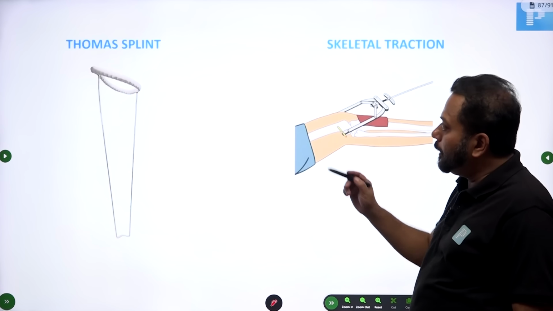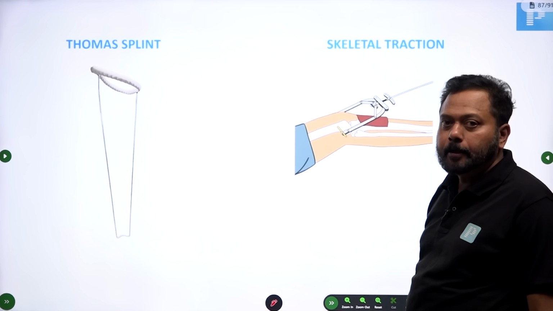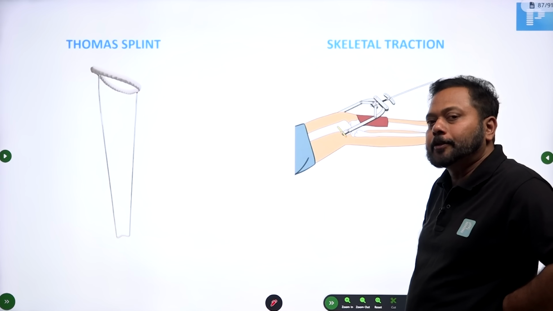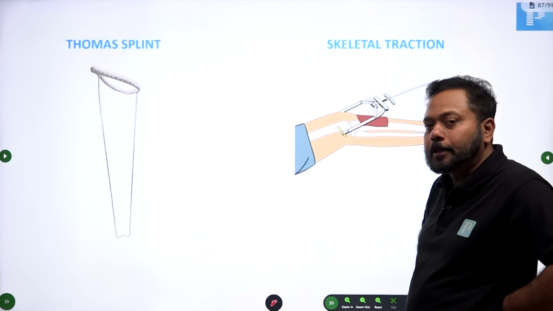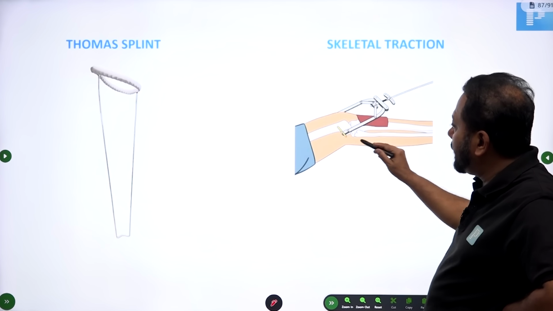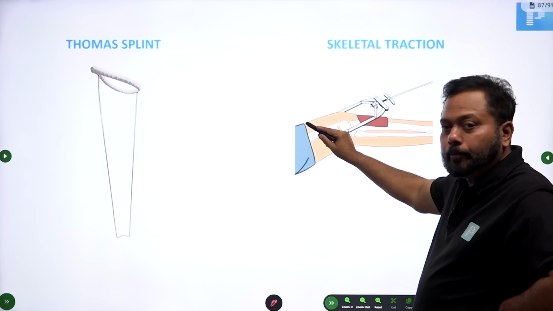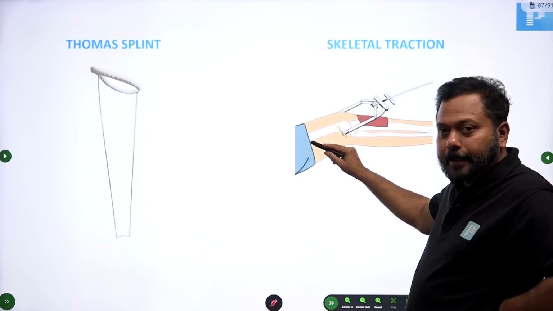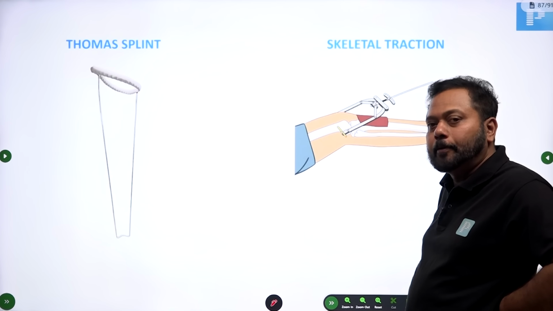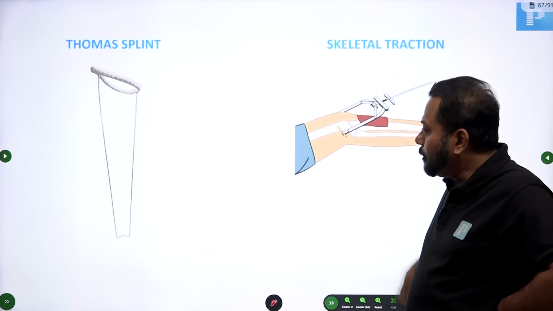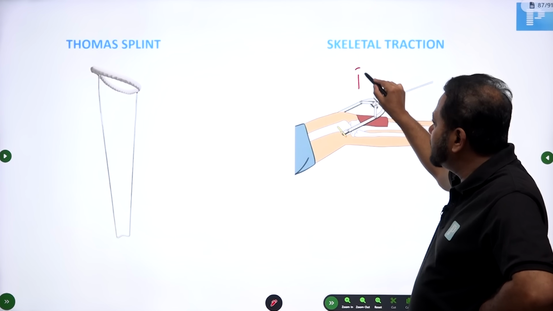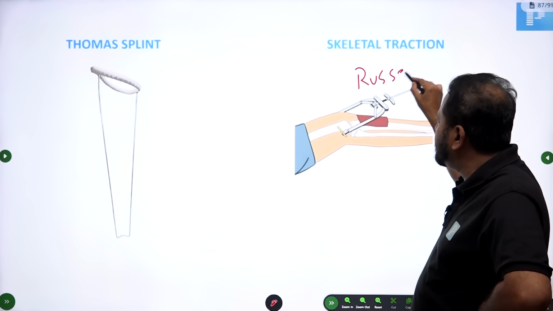Okay, so now let us see. This is called Thomas splint. This again is used to immobilize fracture shaft of femur or fracture tibia, any lower limb shaft fracture in an adult. Thomas splint. This is called skeletal traction, again used either to stabilize a dislocation. You had reduced the hip dislocation and you want to immobilize it for quite some time, you can use it. Otherwise, shaft of femur fractures.